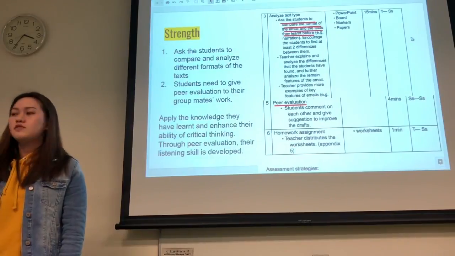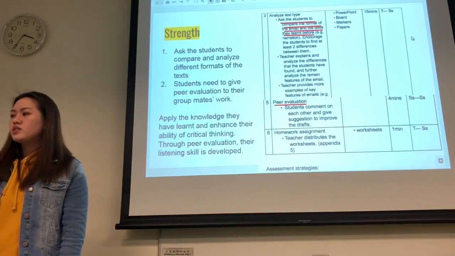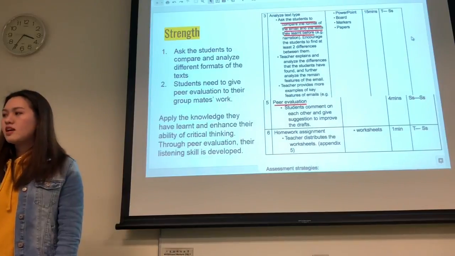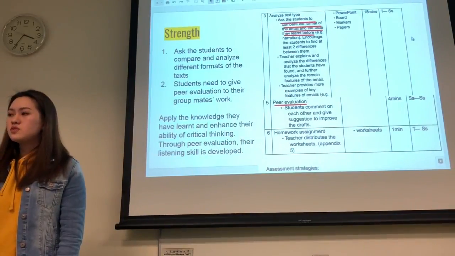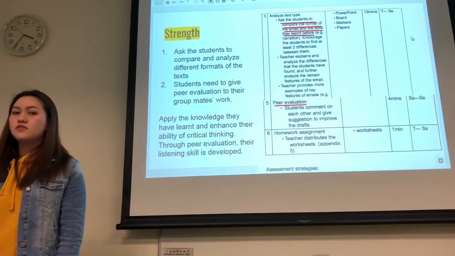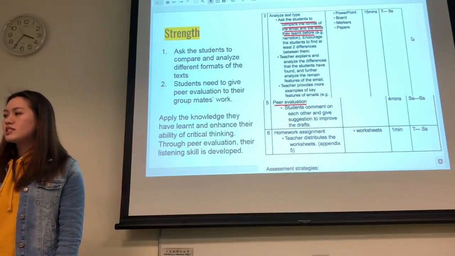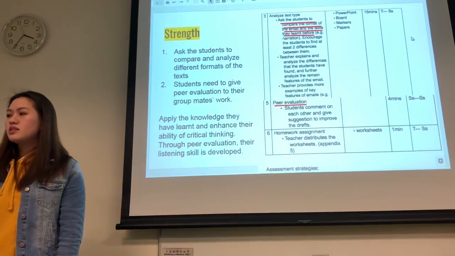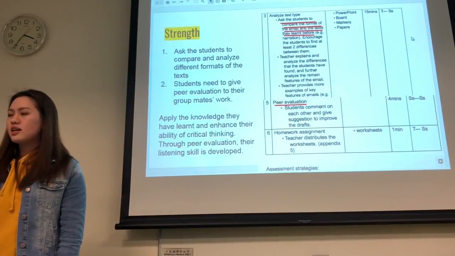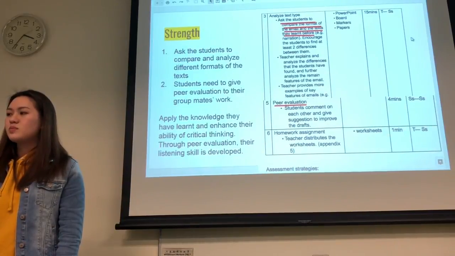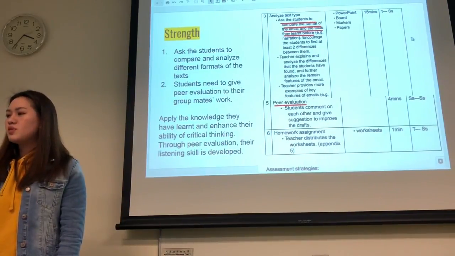Then in the third part of the lesson plan, the students are required to compare the different formats of the text. They need to analyze and find at least 2 differences within the texts. And in the 5th part, they need to conduct a peer evaluation. Through these 2 activities, the students can apply their prerequisite knowledge and their ability of critical thinking is developed, because they need to find the advantages and disadvantages in their group mates' work. What's more, before the evaluation, they need to listen to others carefully, in which way their listening skills are developed.